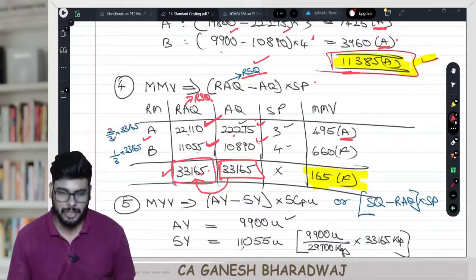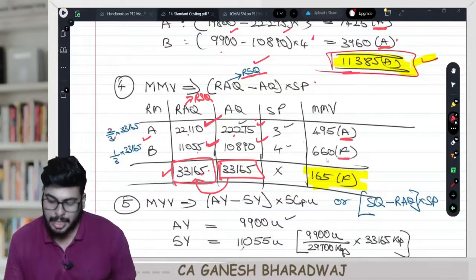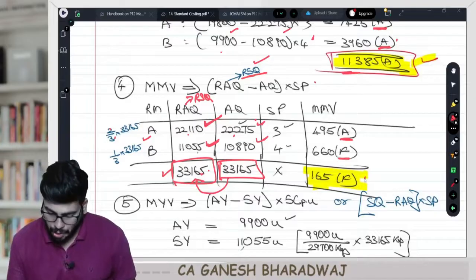Similarly, you could have consumed 11,055, but you've just consumed how much? 10,890. So now clearly this is a favorable variance. So into 4 you get how much? 660. So now overall you get a favorable variance.